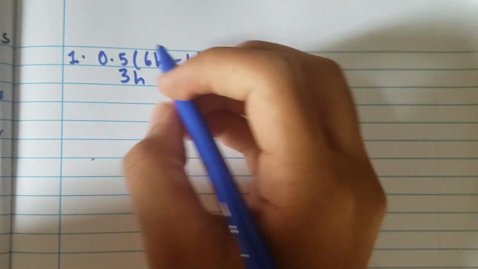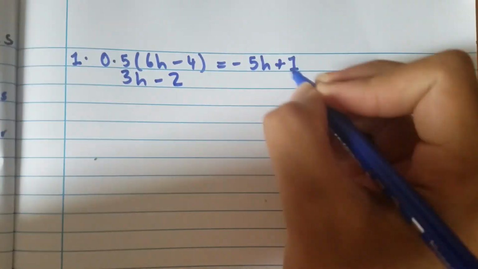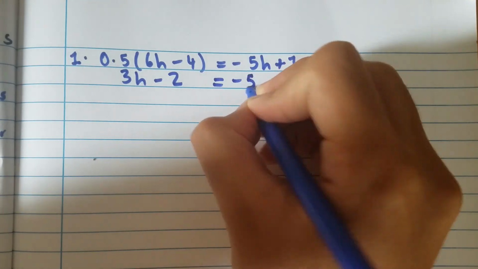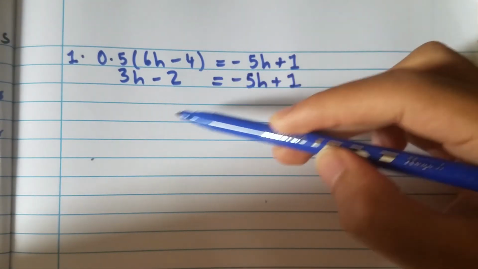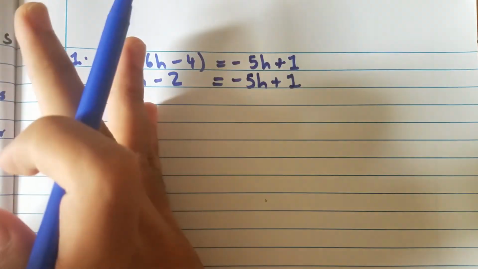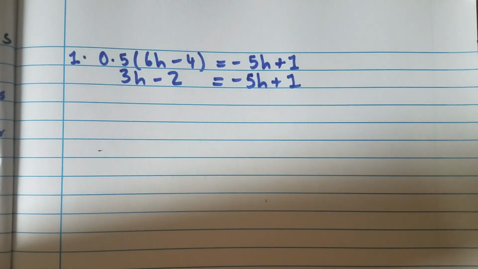So negative 4 times 0.5 gives us negative 2. And then we equal that to the right side of the equation. Now all we have to do is switch the variables and the constants so that we have variables on one side and the numbers on the other side. And then we can use the properties of equality to solve the equation.